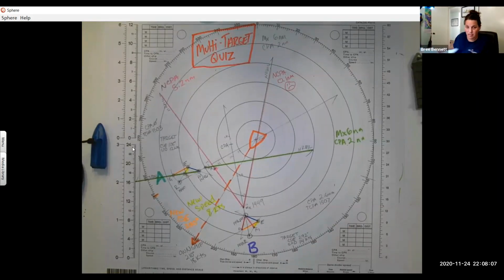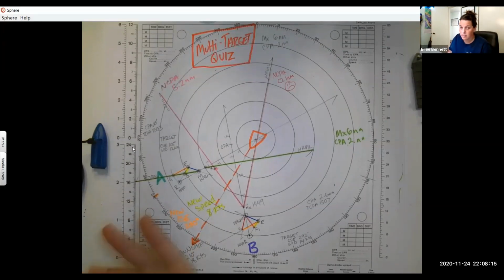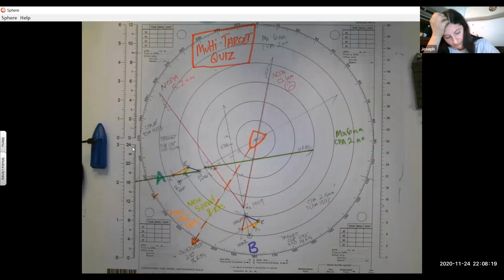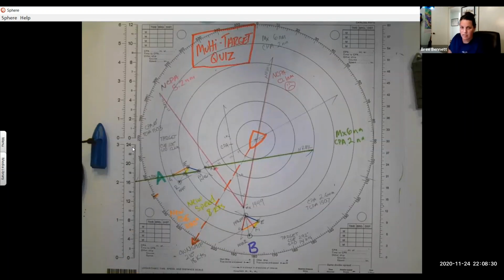I got 108, but the book says the answer is 112. So I feel like you're in the ballpark. Okay? Why are they different? Are they in different places, or are you?